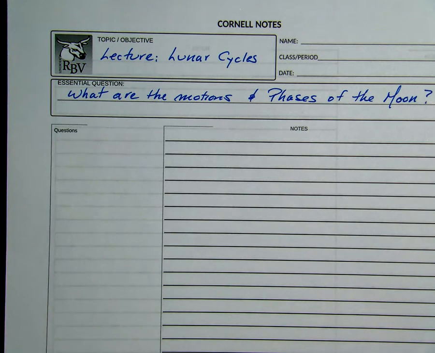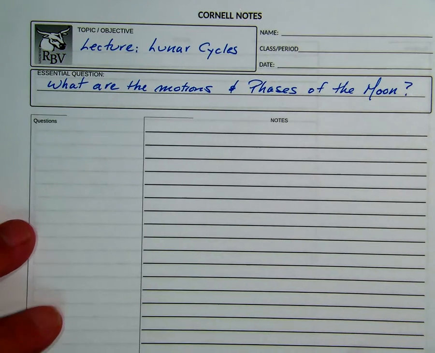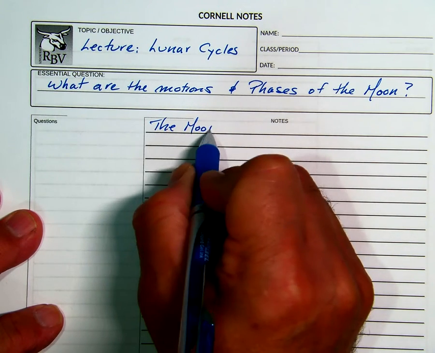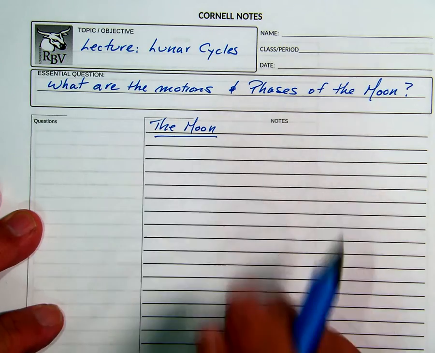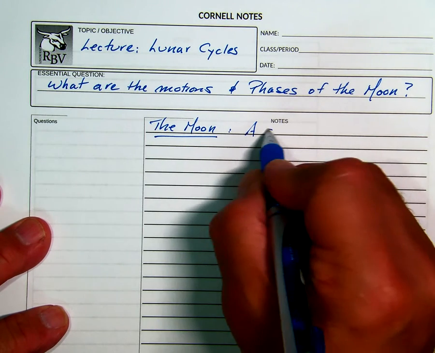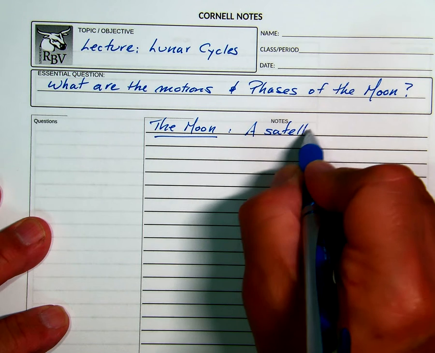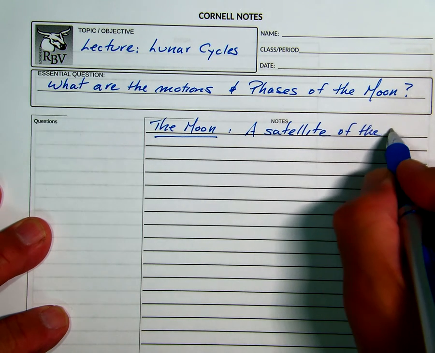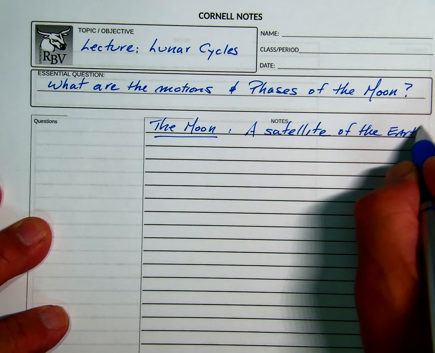Okay, so let's start with some basics. First of all, the moon. It's a satellite of the Earth. Pretty obvious. Then we'll continue.